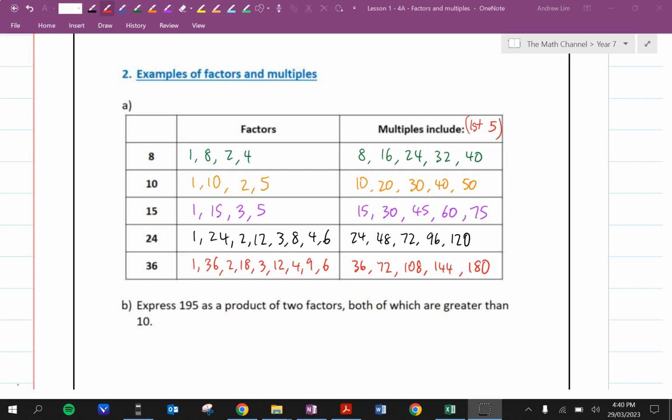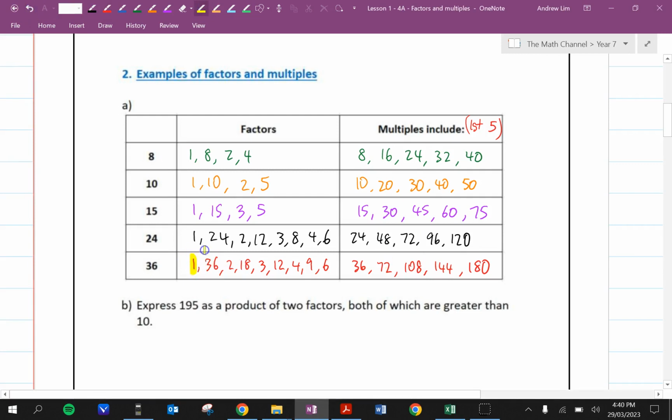You will notice for the number 36, for example, the factors are 1, 36, 2, 18, 3, 12, 4, 9, and 6. We don't need to write 6 twice, because we know 6 times 6 is 36. Just write it once.